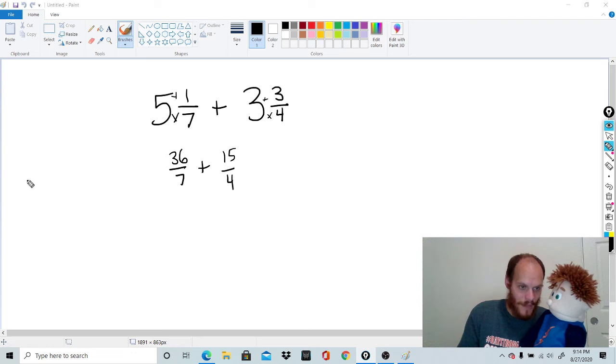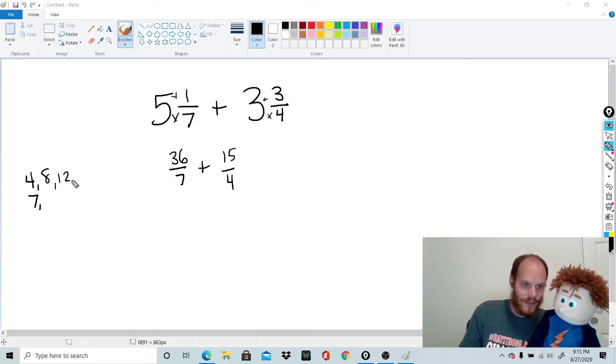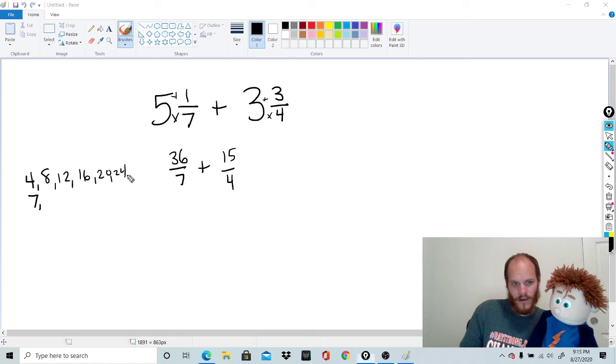Make them the same. Remember how I brought them over here? That was my clue. And I tried to find the least common multiple. Okay, so I'm going to do that. 8, 12, we'll keep going. It's going to be 16, 20, 24, 28, right? It looks like it's going to be 28, Tommy. That's my least common multiple.